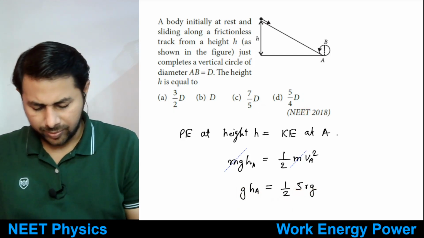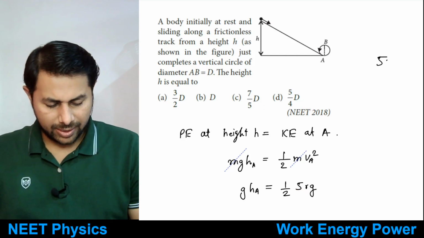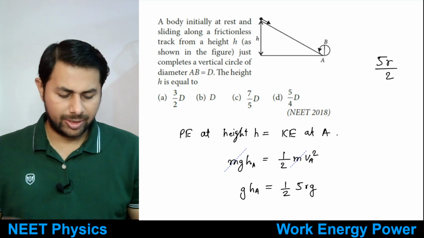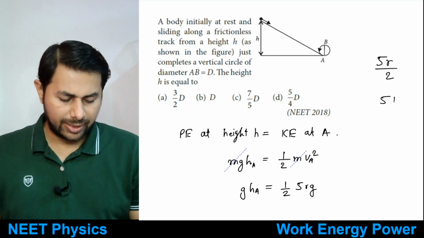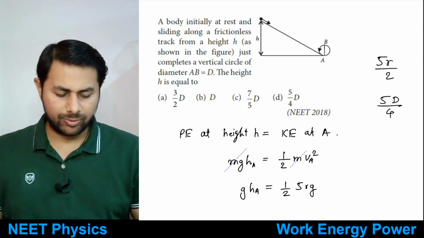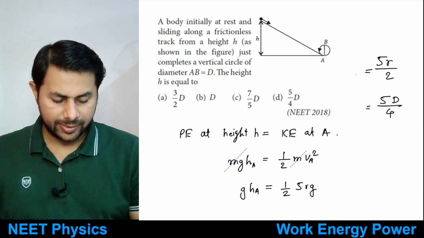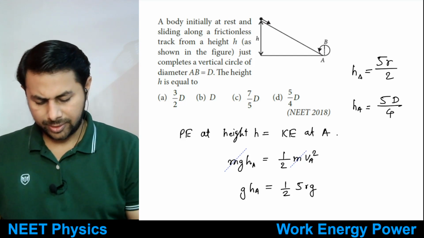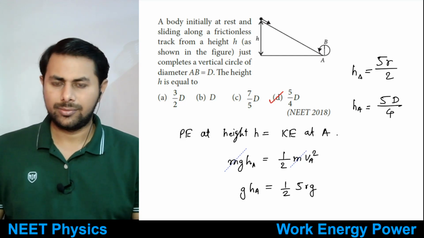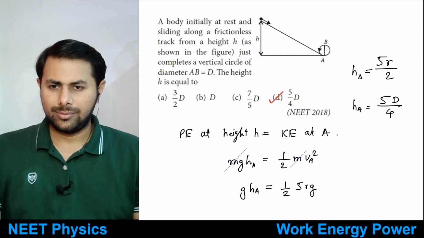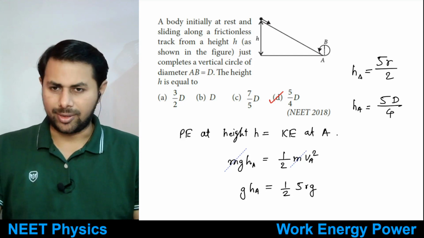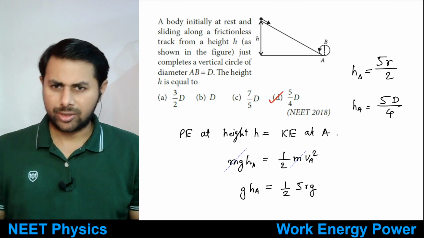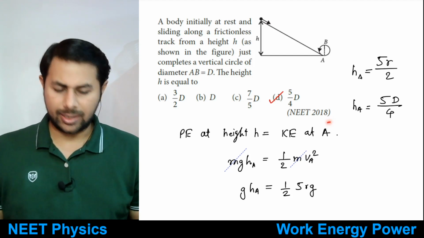No, it is in terms of diameter, no? So 5r divided by 2, and the radius is half of the diameter, so it's 5 times d by 4. That would be the option answer, right? Yes, no? Okay, so that is simple, right? The same concept is repeated again and again.